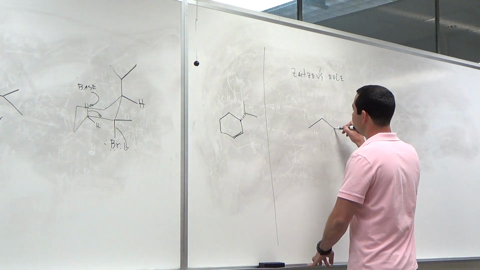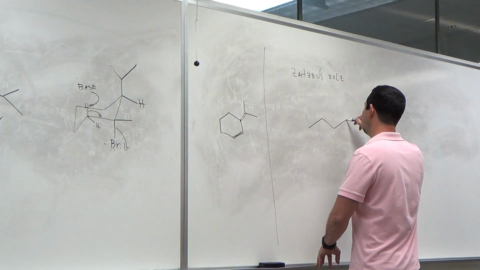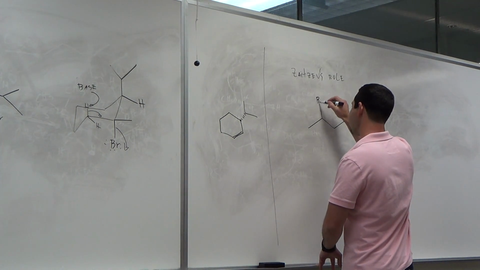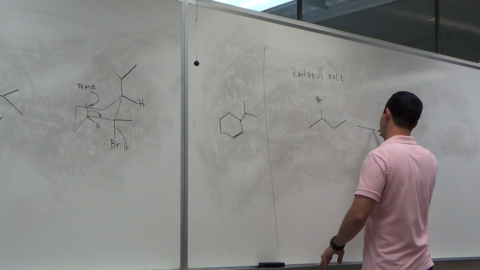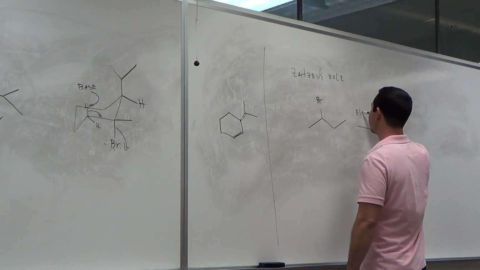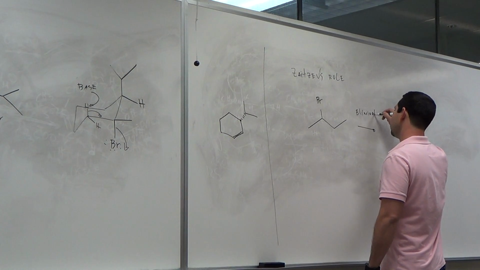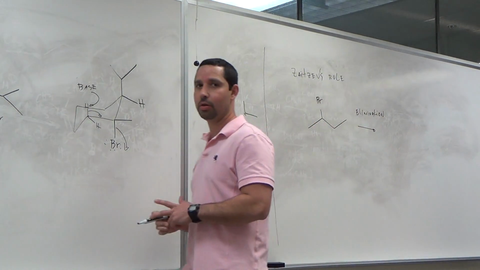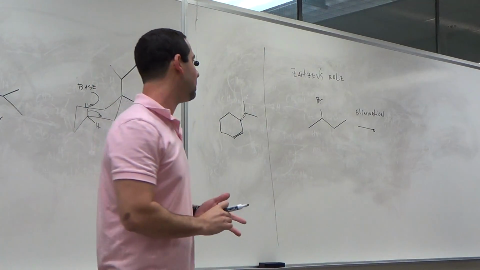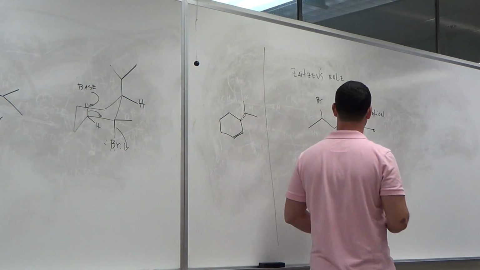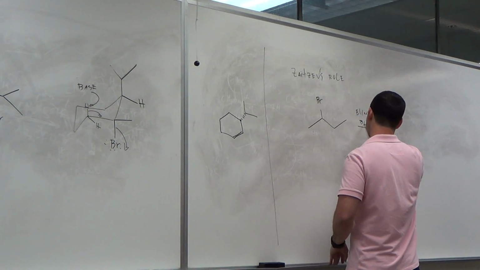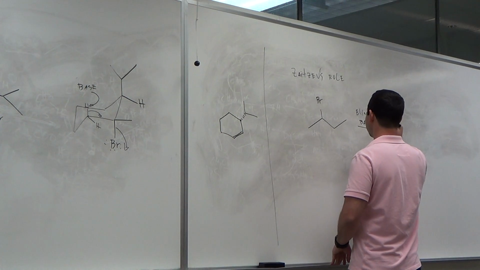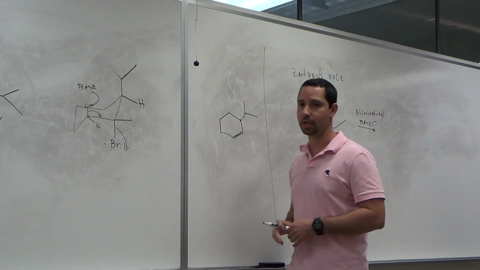So let's say I have something like this. And let's say that you perform an elimination here. The elimination with strong base, whatever base it is. I can put it on our console, I guess.